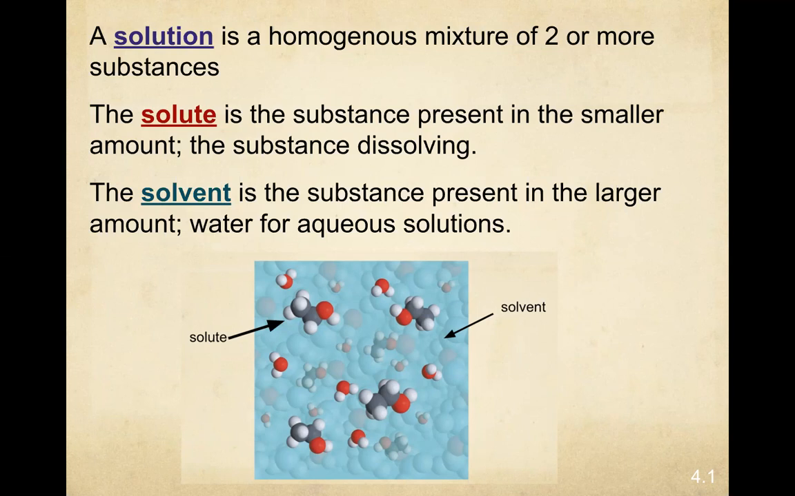A solution really has two components: solute and solvent. The solute is the substance that's present in the smaller amount. It's typically what we put into the solvent. The solvent is what does the dissolving. Typically with solutions, water is our solvent, and we put the solute into the solvent. So for instance, if I wanted to make a salt water solution, the solute would be my table salt, and the solvent would be water. I would pour my table salt into water and stir it up, and voila, it makes a solution, right?